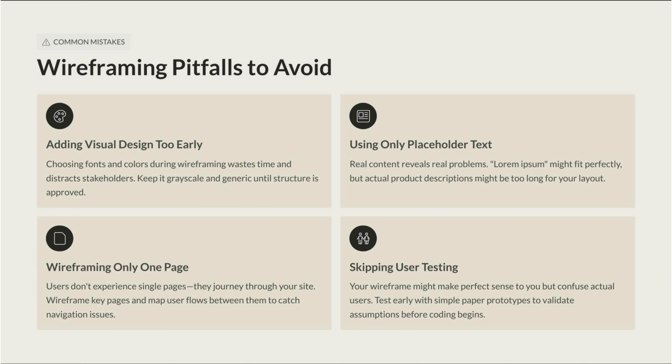Avoid adding visual design elements too early in wireframing. It distracts and wastes time. Use real content instead of placeholder text to uncover layout issues. Wireframe multiple pages to map user flows and catch navigation problems. Conduct user testing with paper prototypes to validate assumptions before coding.